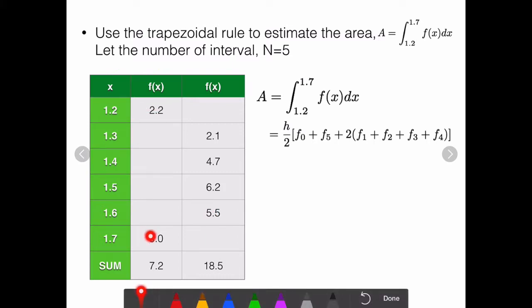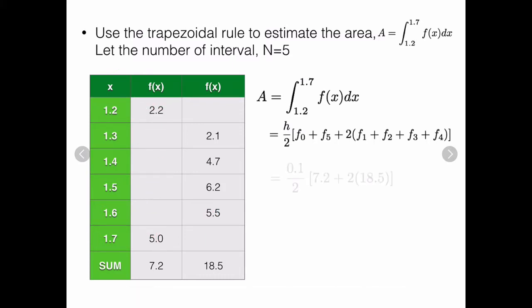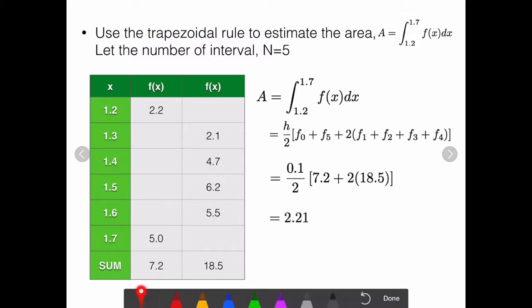Because I can simplify my calculation by just summing out the first term and the last term, and I get 7.2. So it's exactly this one. Actually, it's the sum from this formula. And then 18.5, actually it's just the sum from these numbers. I get 18.5. So I just put it here and do the calculation. The good thing about using the table is that your calculation becomes more well organized.